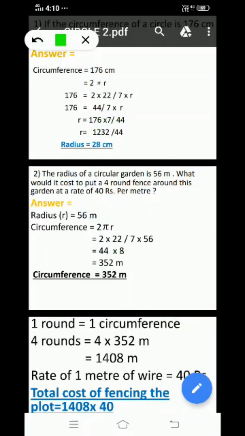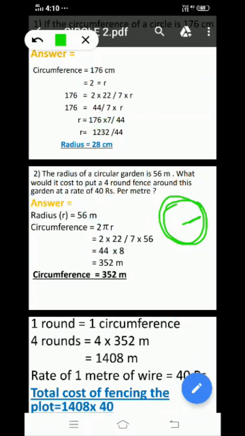Next question is regarding radius. The radius of a circular garden is 56 meter. What would it cost to put 4 round fence around this garden at a rate of 40 rupees per meter? This is a circle. They have given you the radius, that is 56 meter. And you have to find out the cost for the 4 round fence around this circumference.